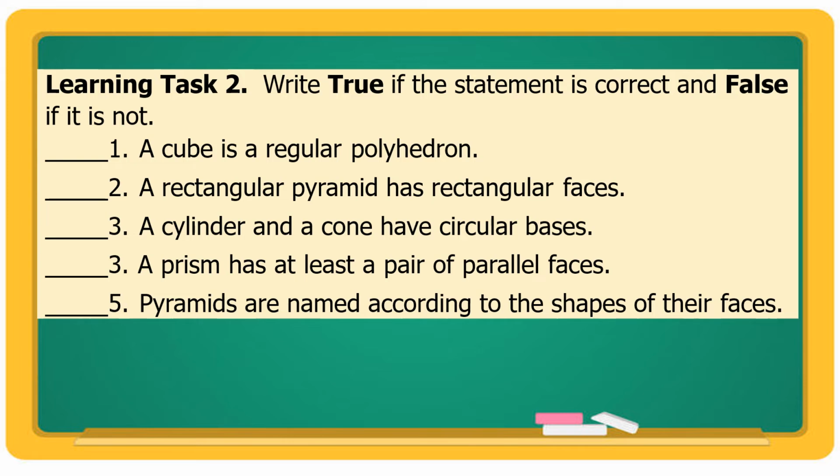So let us check. What is the answer in number 1? Okay, true. Number 2, false. 3, true. 4, true. And number 5, false. So did you get the 5 correct answers? Okay, very good.